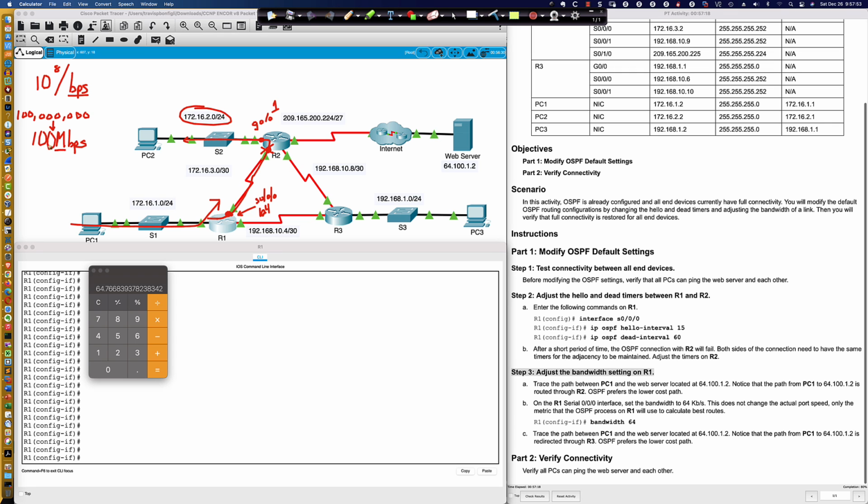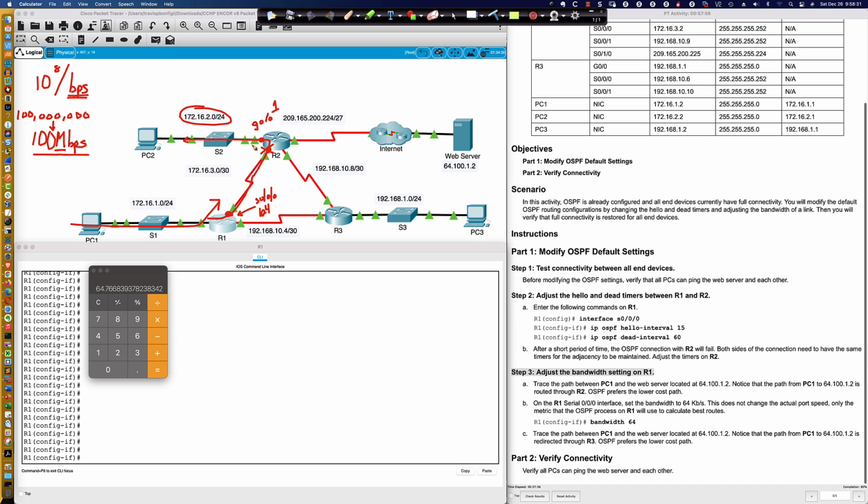And that's an easy way to remember what the default auto cost reference bandwidth setting is. So this is how OSPF calculates the cost out an interface. It's using a baseline value of 100 megabits per second, 100 million, 10 to the 8. That is the default value that is used in calculating the cost out an interface, divided by the bits per second for the speed of the interface.